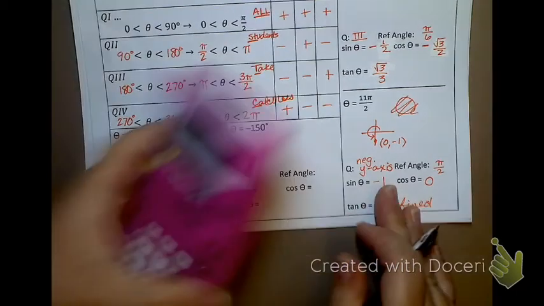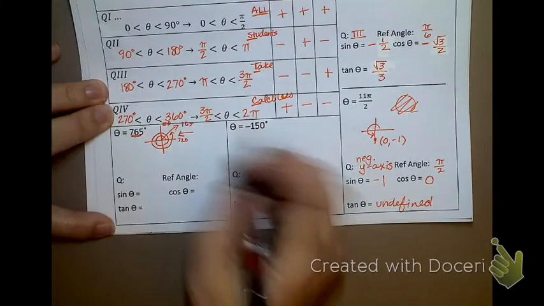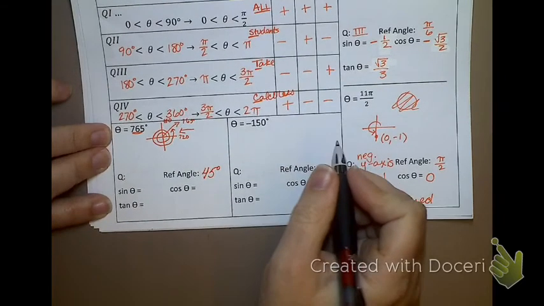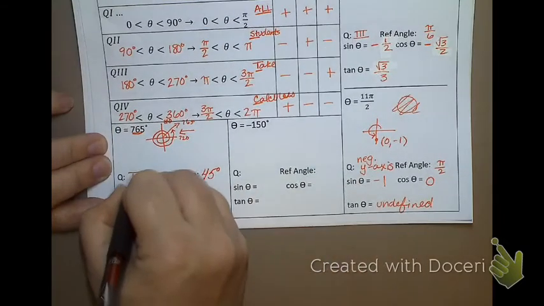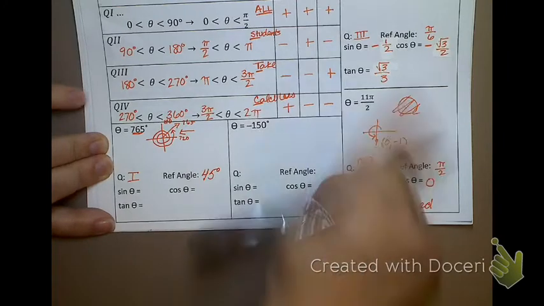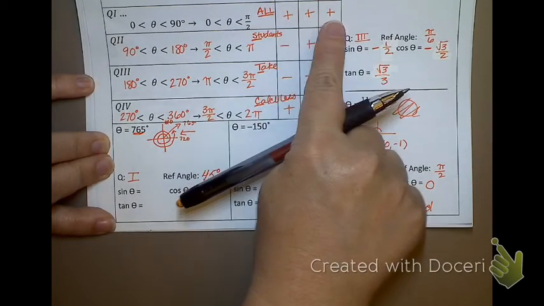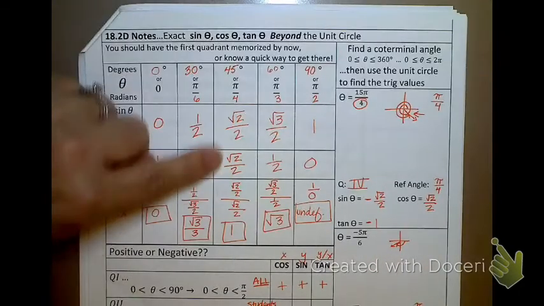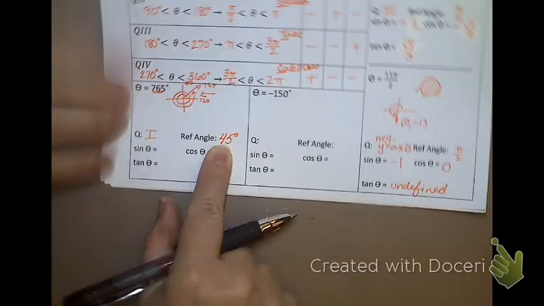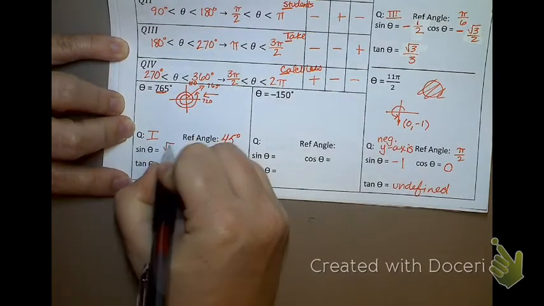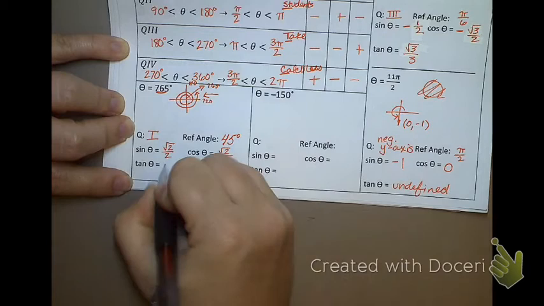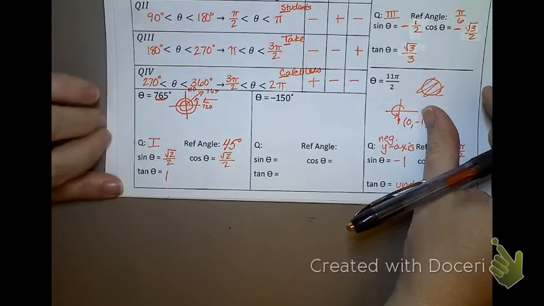Is it 45? 720 plus 45 is 765. So I was right. The reference angle is 45 degrees. What quadrant is that in? 1. And what do we know about the signs in quadrant 1? They are all positive. So I go to my 45 degrees up at the top. The sine is radical 2 over 2. The cosine is radical 2 over 2. The tangent is 1. And I don't need to worry about any signs. Easy peasy?